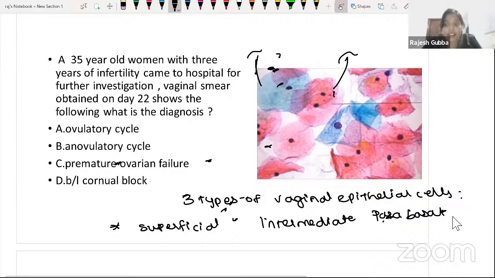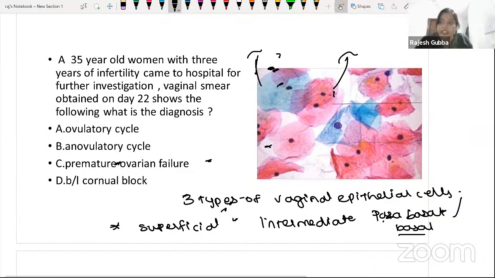And these cells can tell us the hormonal status of the woman. So based on what cells are there, we can tell the hormonal status of the woman. For hormonal study of the woman, you should take the smear from the lateral fornix of the vagina. That is also one of the MCQs. So you mainly have 3 types of cells: superficial, intermediate, and parabasal or basal.